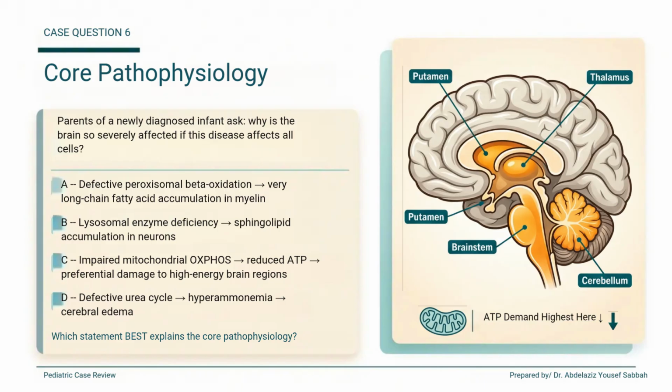Option A, defective peroxisomal beta oxidation leading to very long-chain fatty acid accumulation in myelin. Option B, lysosomal enzyme deficiency leading to sphingolipid accumulation in neurons. Option C, impaired mitochondrial oxidative phosphorylation leading to reduced ATP and preferential damage to high-energy brain regions. Option D, defective urea cycle leading to hyperammonemia and cerebral edema. Consider which tissues suffer most when energy production fails.